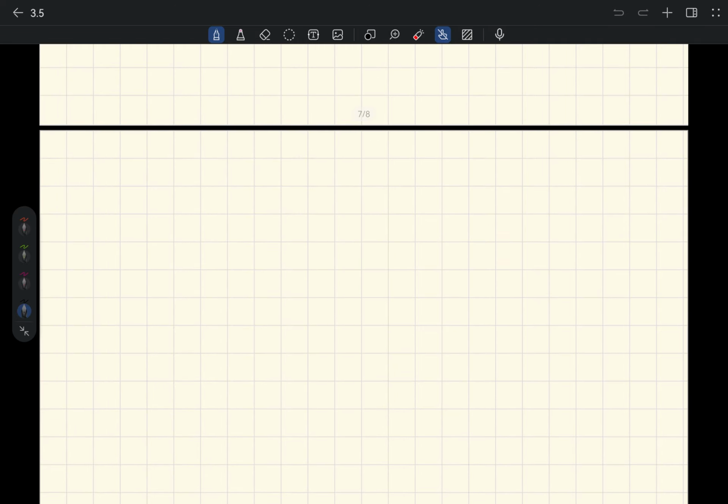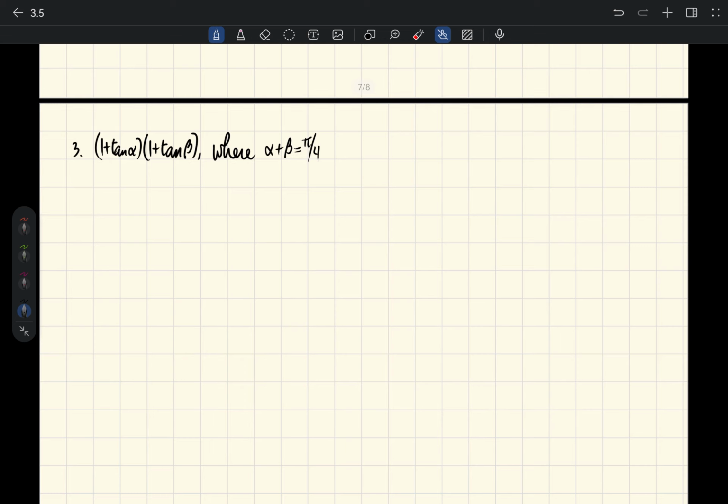Last example for today. This one is a little bit difficult. Let's find the value of 1 plus tangent alpha times 1 plus tangent beta, where alpha plus beta equals pi over 4. For this one, I suggest that you pause the video and try to check what will happen here. So let's do this now.